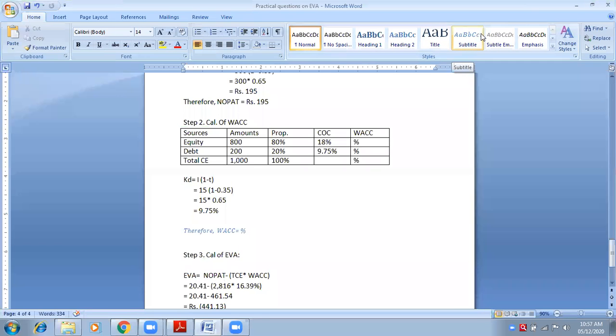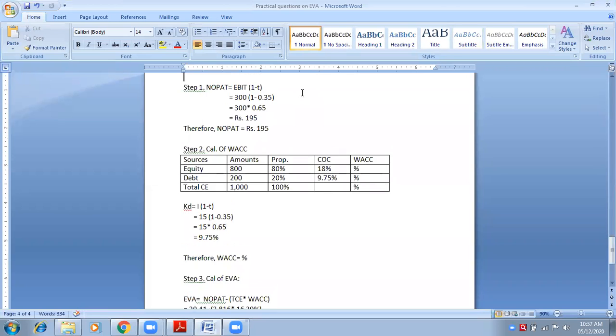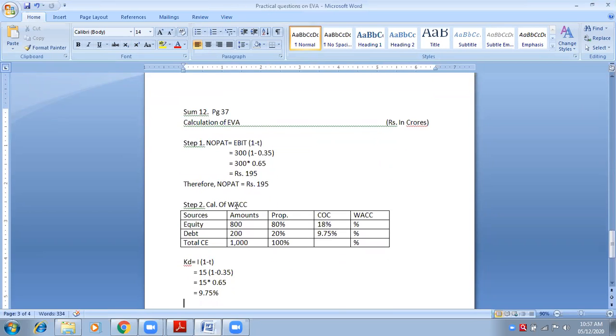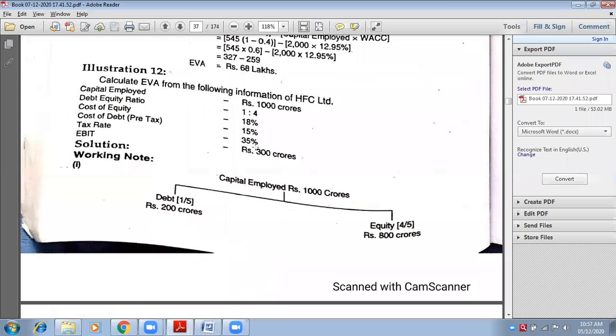Okay, we were on the first step, no? Our first step of calculation of EVA is NOPAT. What should be the formula? According to this question, the formula should be EBIT (1 minus T). What is EBIT in the question? 300. Can you see the last EBIT which is given, 300?